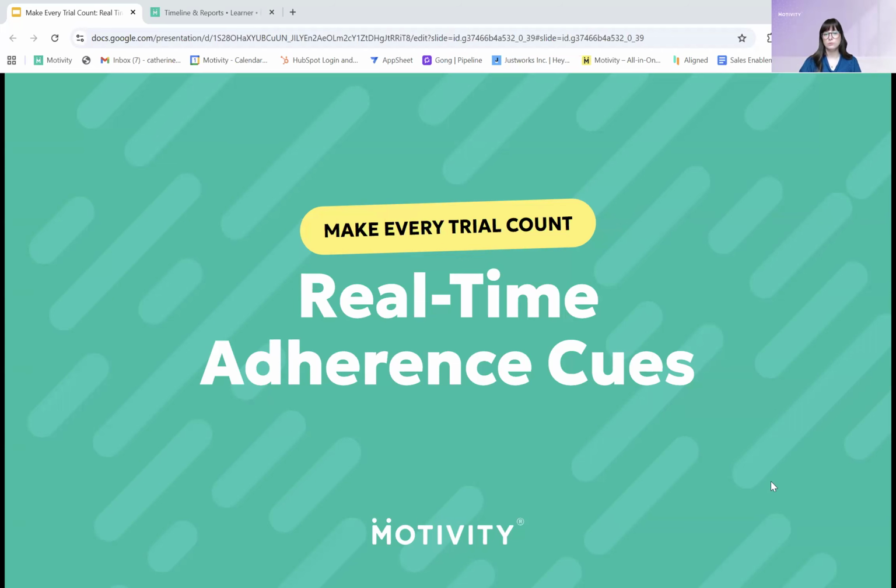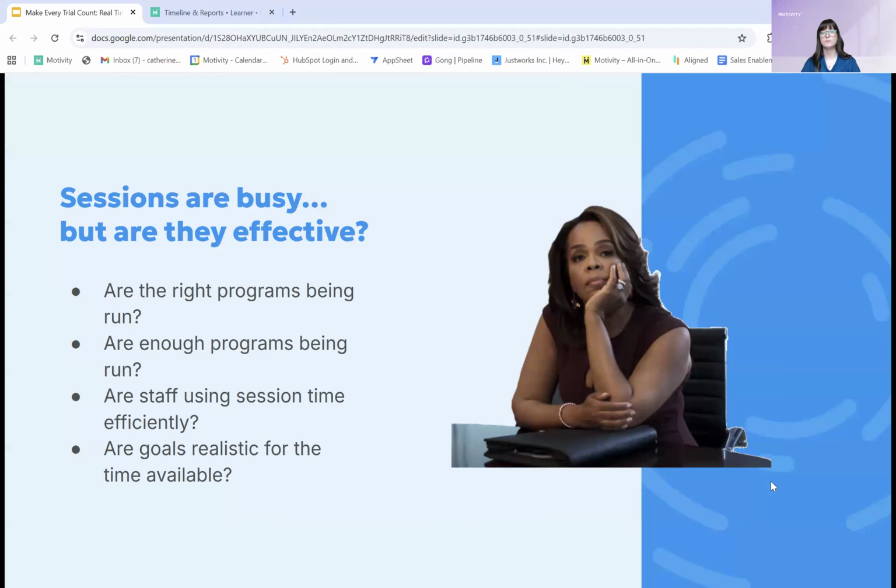Which brings me to some of the questions that I just described, which we've probably all experienced. We know that sessions are busy, regardless of the age you're working with, but of course especially for some of our younger learners. Sessions are really busy, but it's most important to understand: are they effective? Are we actually targeting the programs that we need to be? Are the right programs being run?